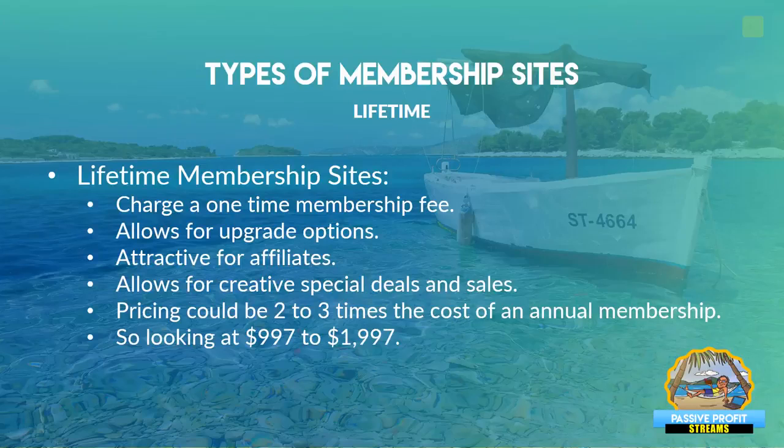And if your content is good and your offering is good and your reputation is great, people will easily pay higher price points to be included in what you are teaching. Pricing could be 2 to 3 times the cost of an annual membership. So you're looking at anywhere from $997 for a lifetime membership to $2,000 for a lifetime membership. And so that's basically how the types of memberships would work.